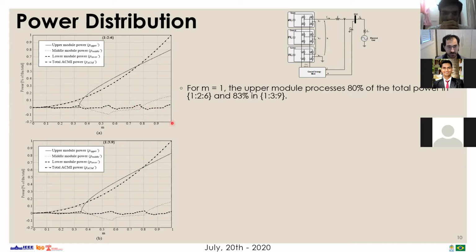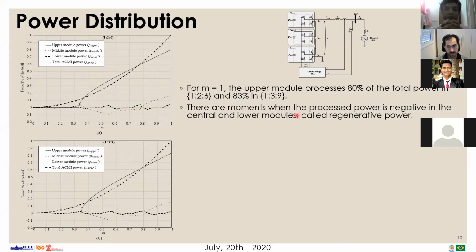Here is the modulation index. Let's consider that we are using a modulation index equal to 1. What can this chart tell us? If I'm using 1 as modulation index, I'm injecting here 100% of the power, and the upper module can process 80% for 1:6. And in 1:3:9, you can see the power being processed at the upper module is equal to 83%. Again, this module is processing 80% of the total power, which is really good.